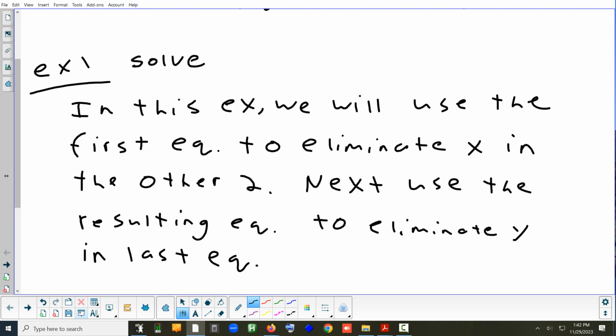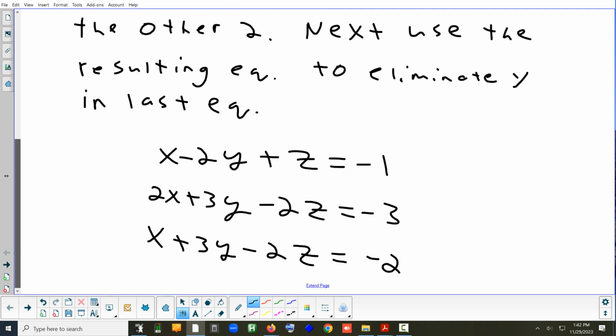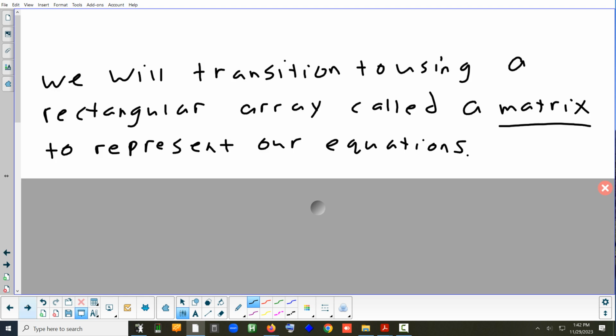Okay, I'm not going to do this one because this would review what we did before, solving with elimination. We're going to do this, but I'm going to show you a matrix first, and then we'll come back and do it with that. All right, so rather than using substitution, we're going to transition now to using a matrix.